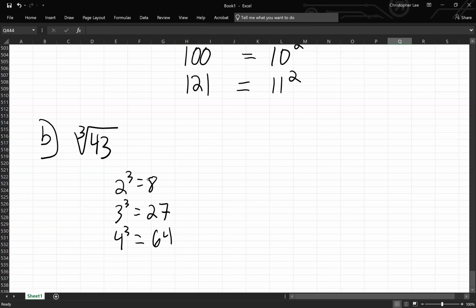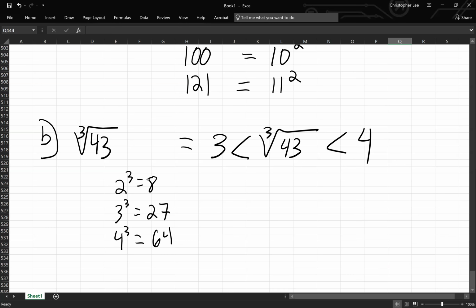I don't know exactly what it is, but I know that the answer is going to be something like 3 is less than the cube root of 43, which is less than 4. And 43 is kind of middle-ish. Maybe like 3.5 or something, or 3.6. What do you got? You did it? What is it? 3.503? Okay, yeah, something middle-ish. That's fine.